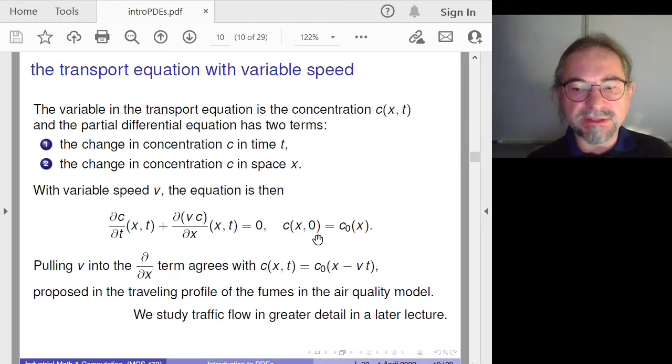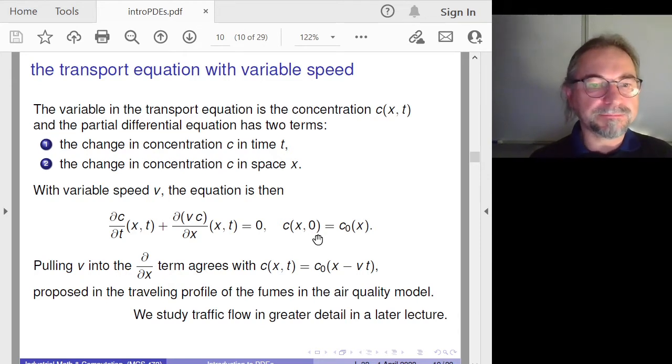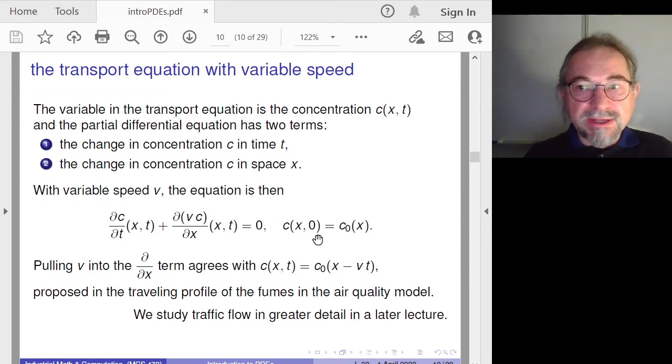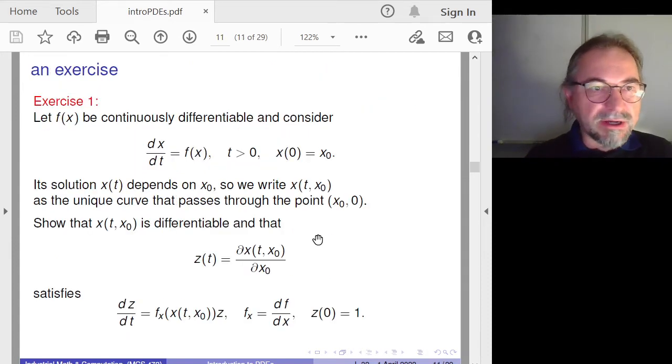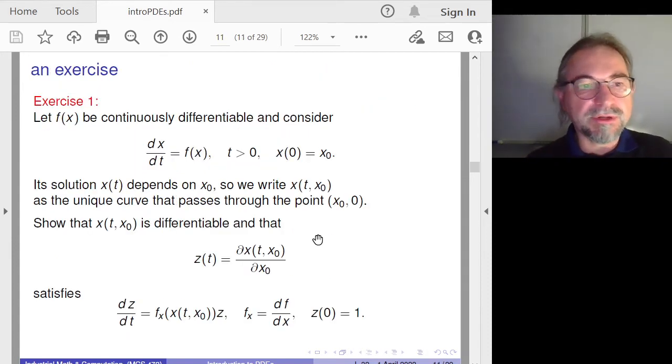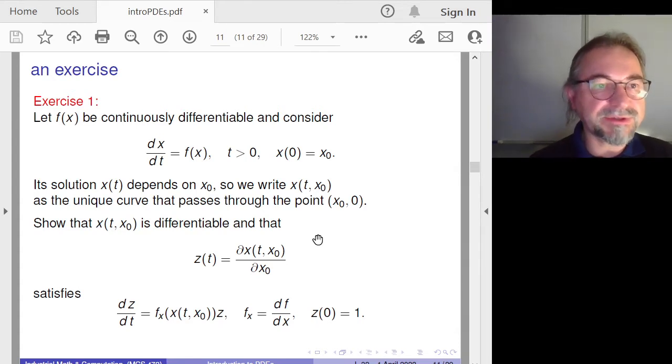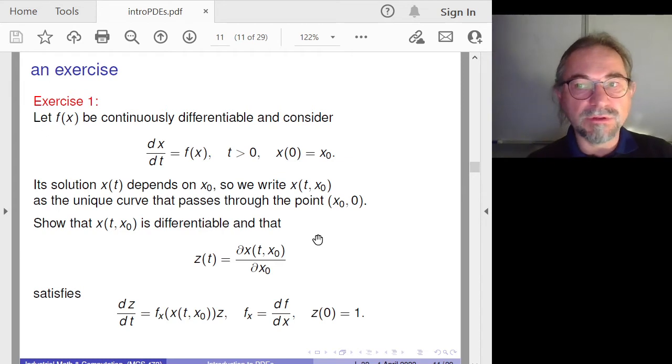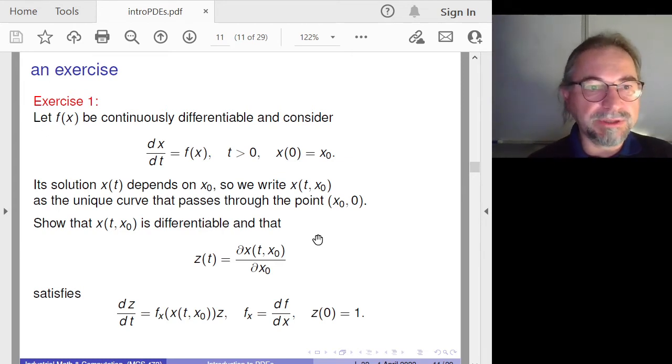This is to indicate that this very simple first partial differential equation that we derived is already not at all useless. Okay, but I want to get to diffusion, so let's first look at an exercise. This exercise is useful to consider the connection with ordinary differential equations.